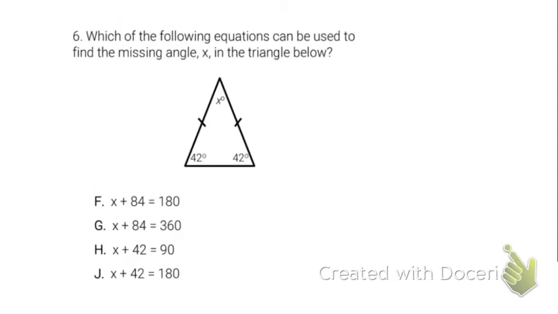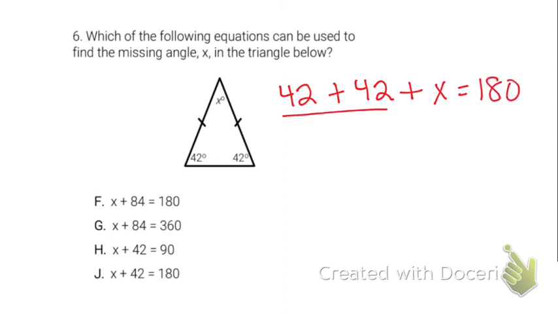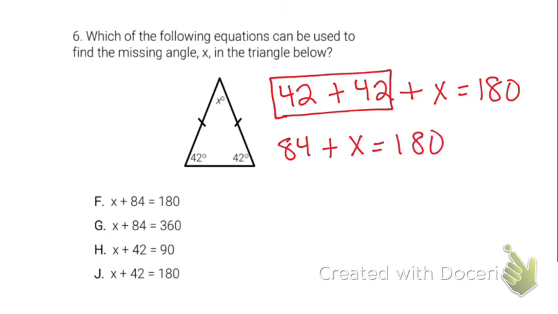All right. Which of the following equations can be used to find the missing angle x in the triangle below? So remember, the angles in a triangle have to have a sum of 180 degrees. So 42 plus 42 plus x equals 180. Well, none of my answer choices look like that, but remember how we combine like terms? We take the things that are in common. So 42 and 42 is 84, plus that x right there equals 180 degrees. And that would be F.